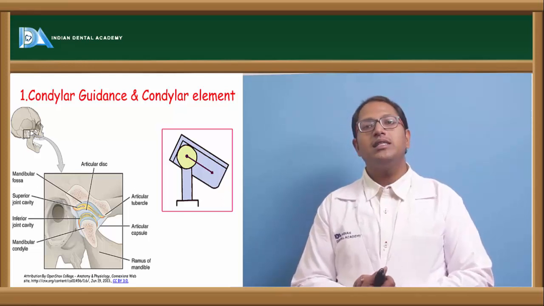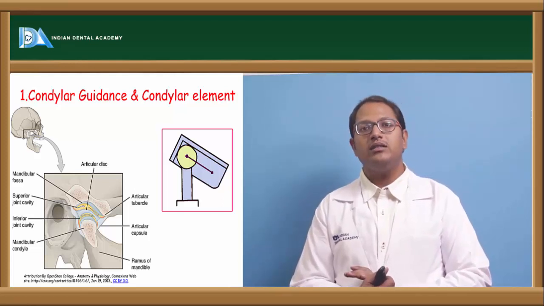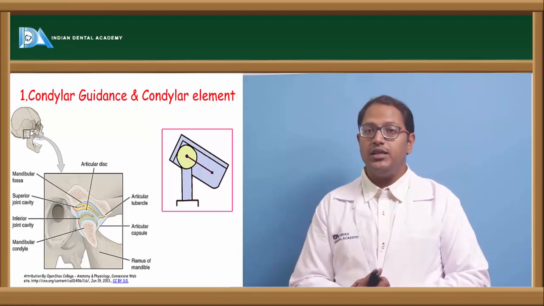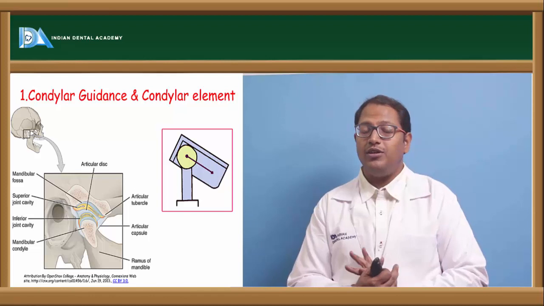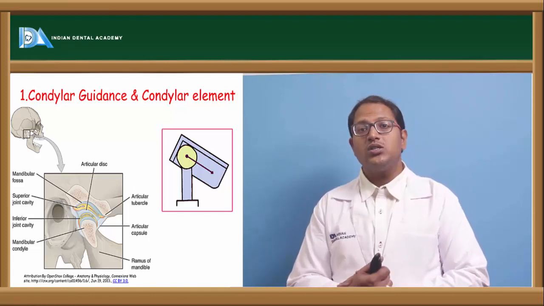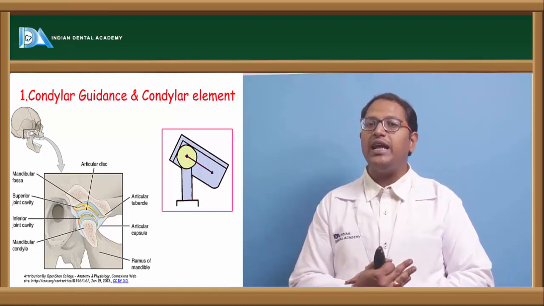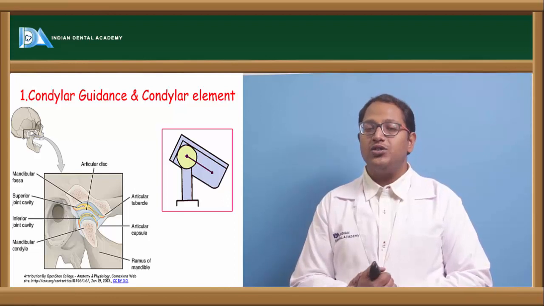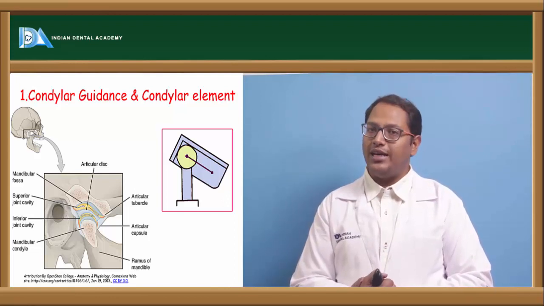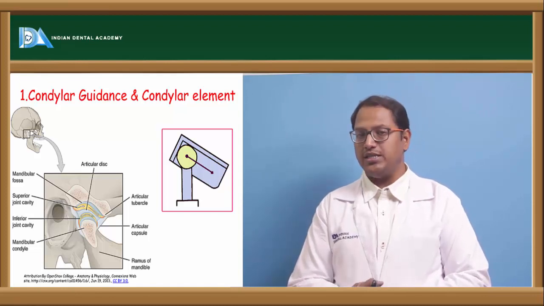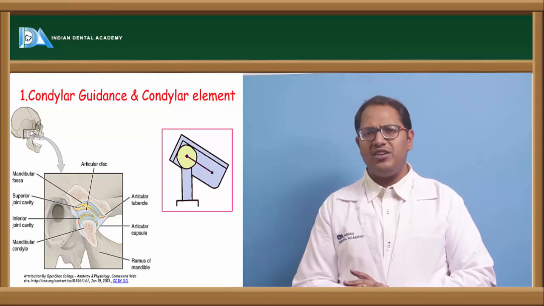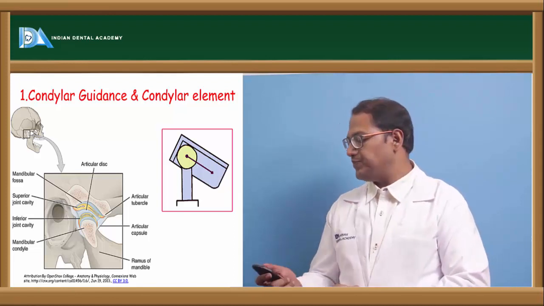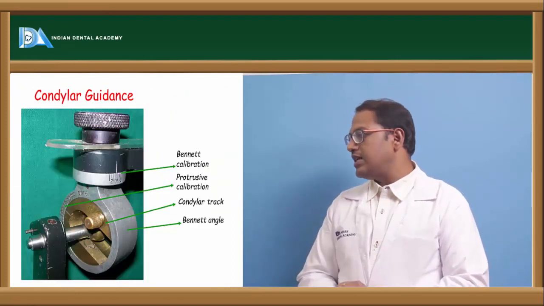Now, how does that differ and matter to us from patient to patient? It differs for every patient because every patient has a different kind of condyle and a different pathway that it follows. So every patient will give you a different angulation of the condyle. We are supposed to record that condylar guidance with the help of our protrusive records. Protrusive records will give us the condylar guidance. What is the average value? It is around 30 degrees. So this is our condylar guidance.